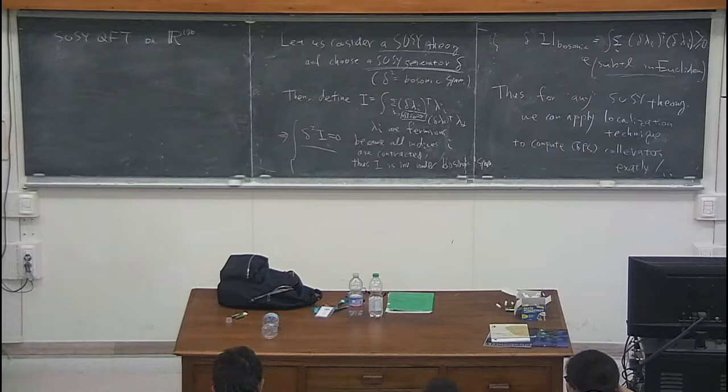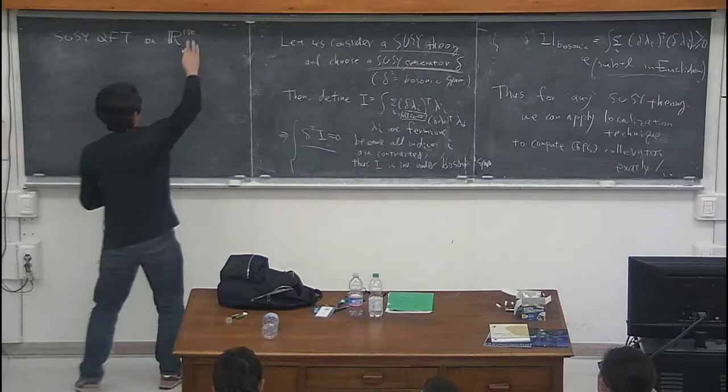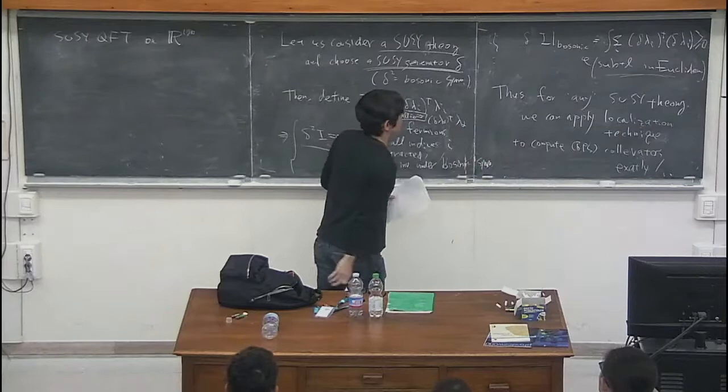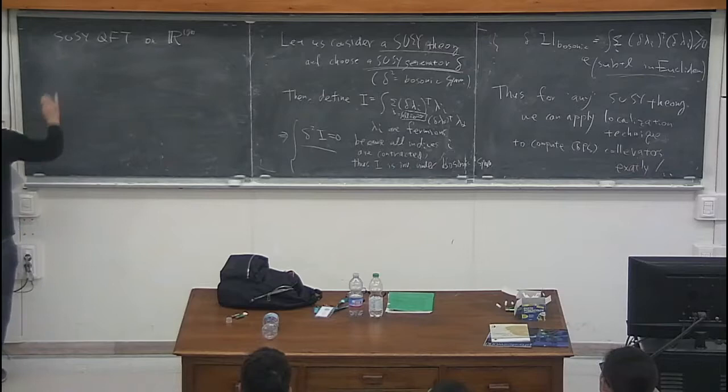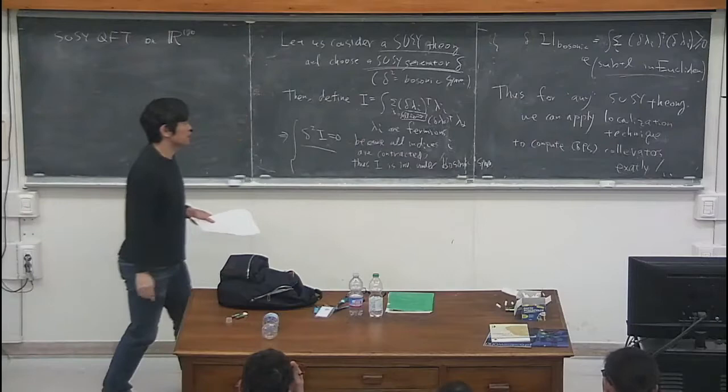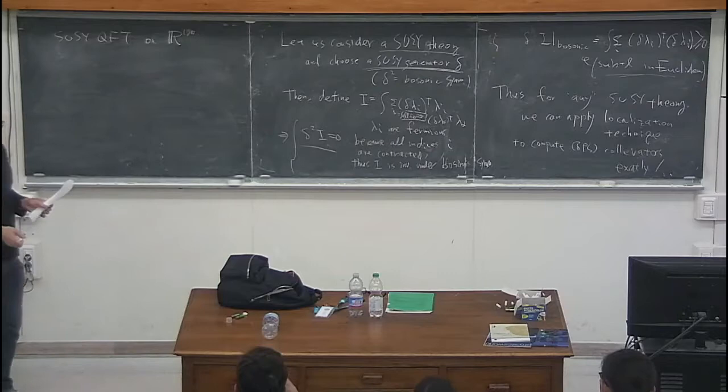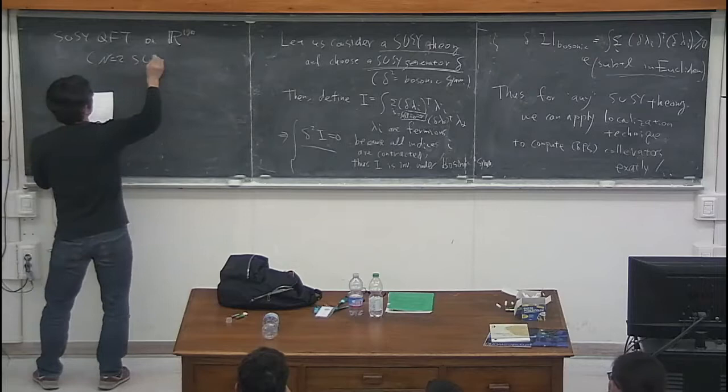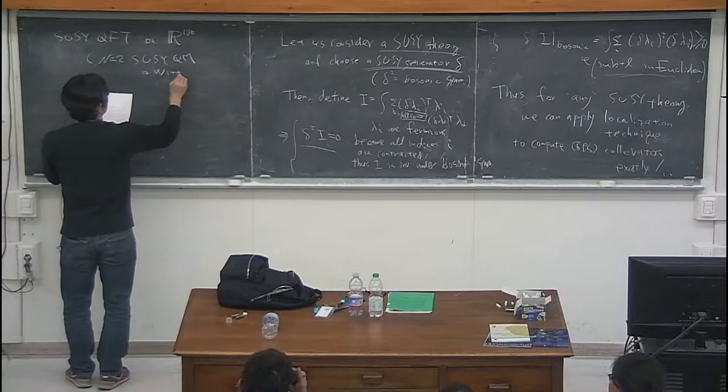So to see the essence of this localization, we will consider the supersymmetric quantum field theory on R^{1,0}. This is too simple, and there is some speciality for this one, but some basic things are contained in it. This is called N=1 SUSY quantum mechanics, or the Witten model.